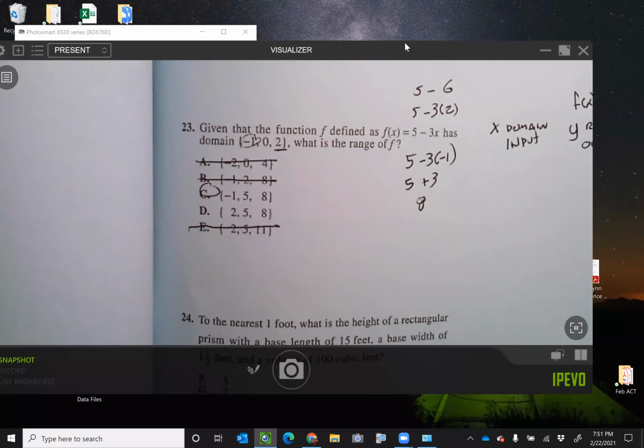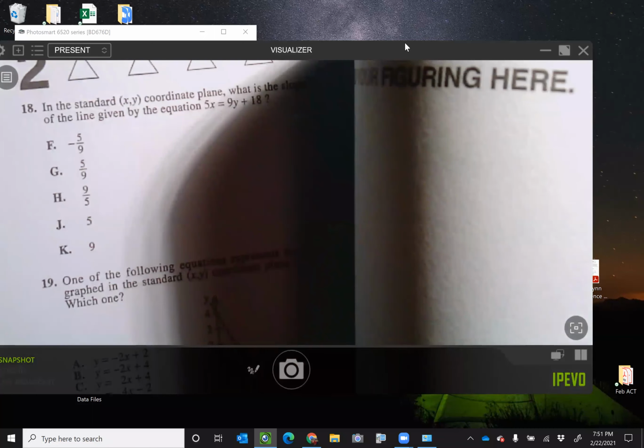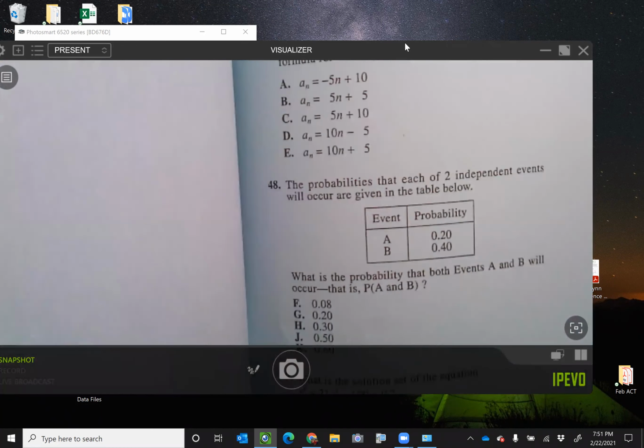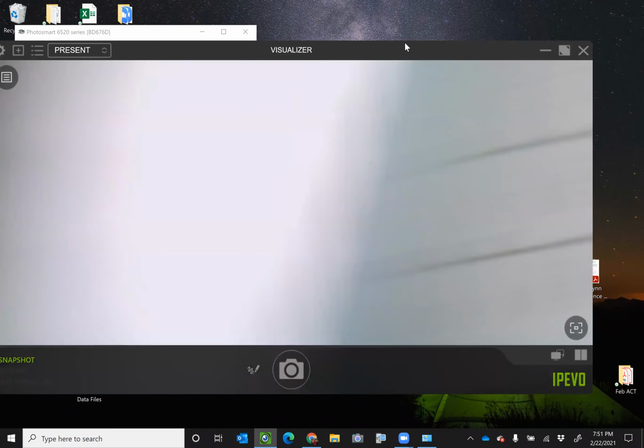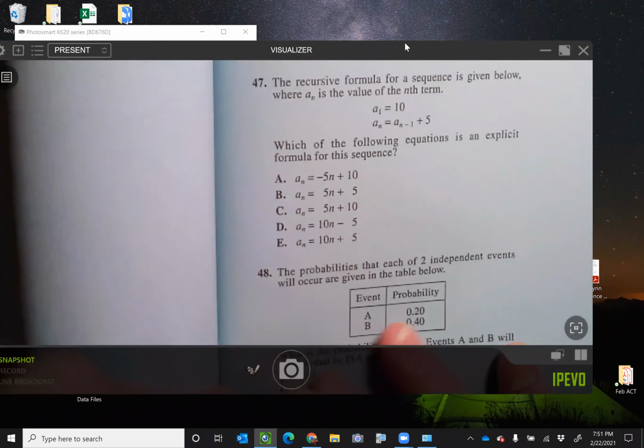Okay, so domain and range. Okay, number 47. A bit of a stinker, but not terrible. It's way, way towards the back.